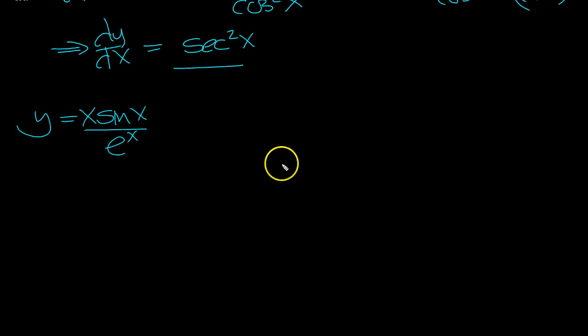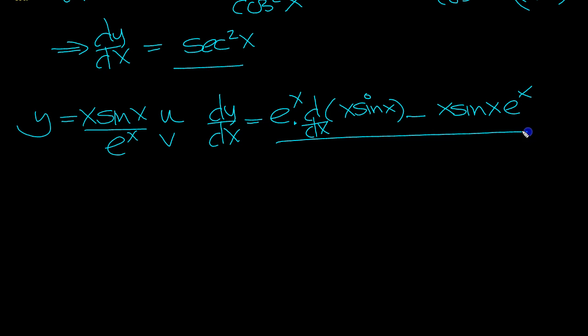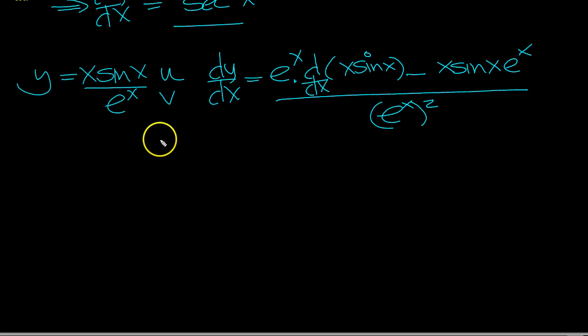Last one. u over v, so dy dx then is equal to v times du. Now du is a product, x sine x, so I'm just going to write it in like so, minus u, x sine x, times dv, e to the x differentiates to e to the x, all over v squared, e to the x squared. Okay, what have we got here then? It's going to be a bit long-winded. So it's e to the x times.